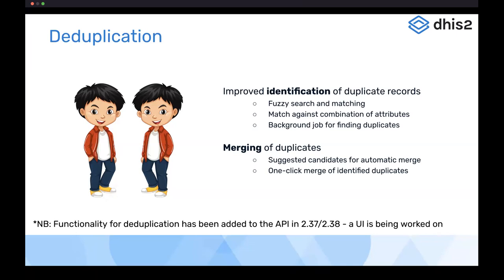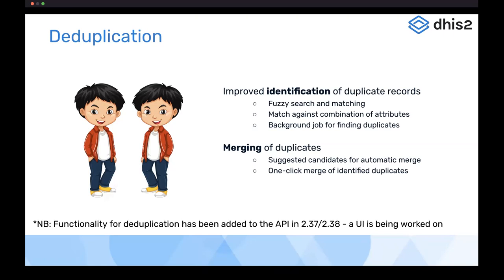And a background job is also being introduced for finding potential duplicates. Since we saw in the previous slide that you could flag a case as a duplicate case and keep it for review, the second step here would be the merging of these duplicate records. So work is in progress to introduce the merging of duplicate records, where the system would suggest an automatic merge. And then once you confirm that, the identified duplicate records will be merged together into one single record.